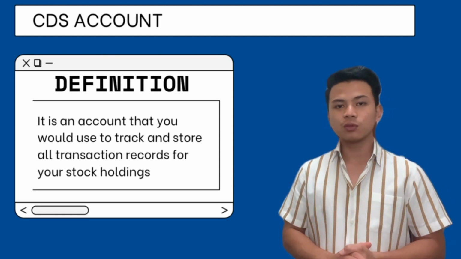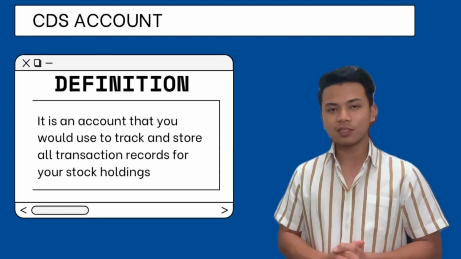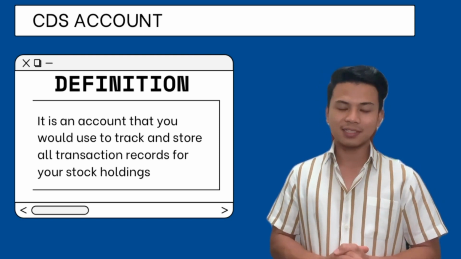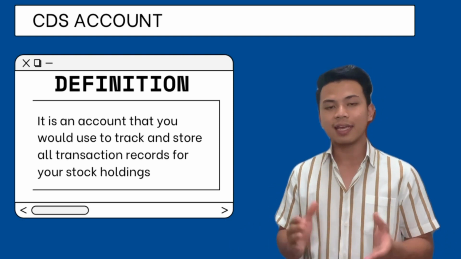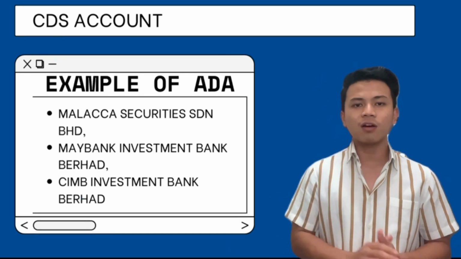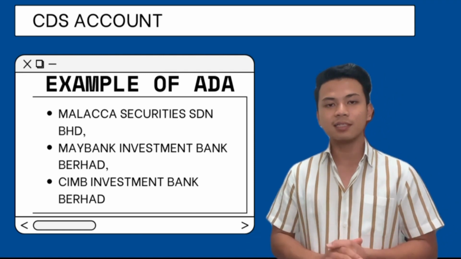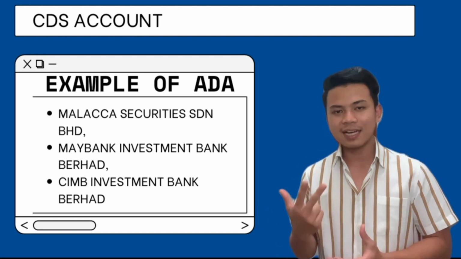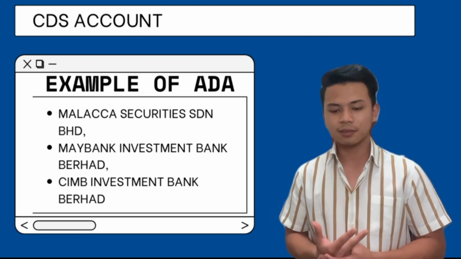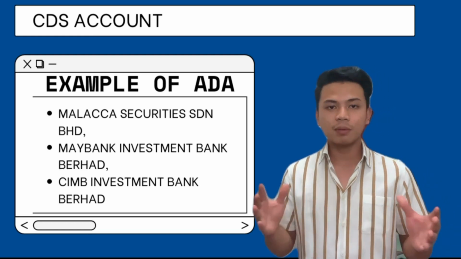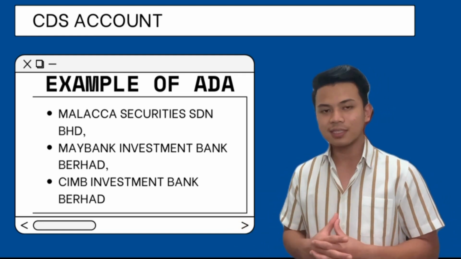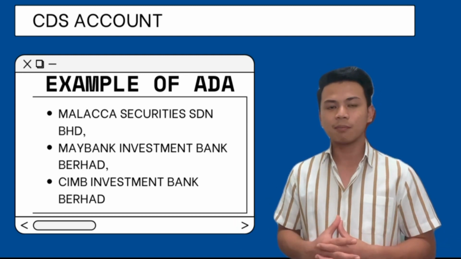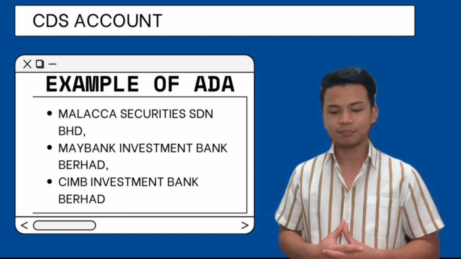Any investor who wishes to trade in securities listed on Bursa Malaysia must open a CDS account with an Authorized Depository Agent, ADA, and only after that can they start investing. Examples of ADAs in Malaysia are Melaka Securities Sendirian Berhad, Maybank Investment Bank Berhad, CIMB Investment Bank Berhad, and others. It is up to the investor to open an account through their preferred registered brokerage, because different brokerages provide different interest and benefits.